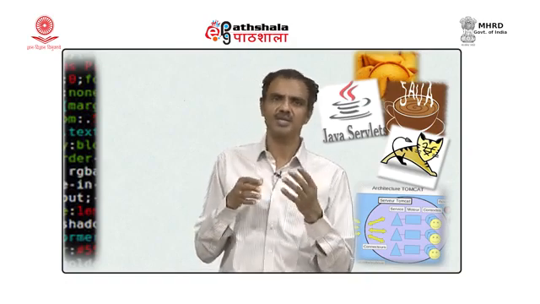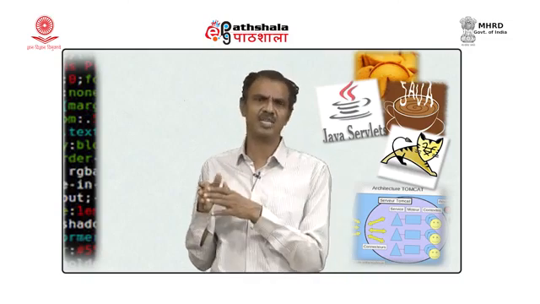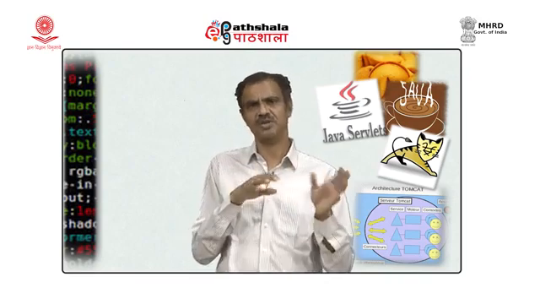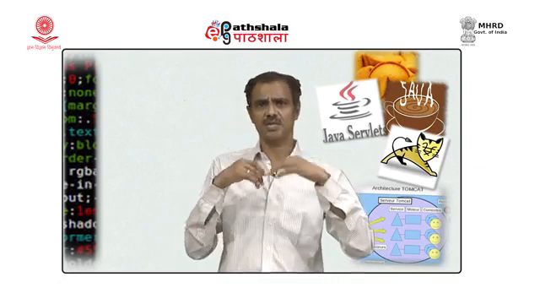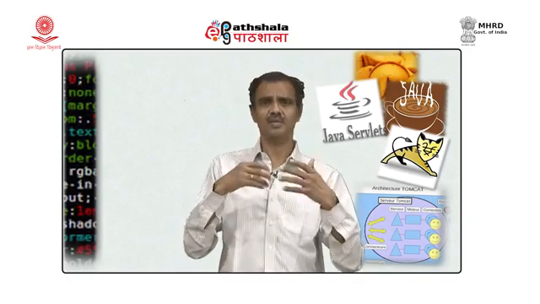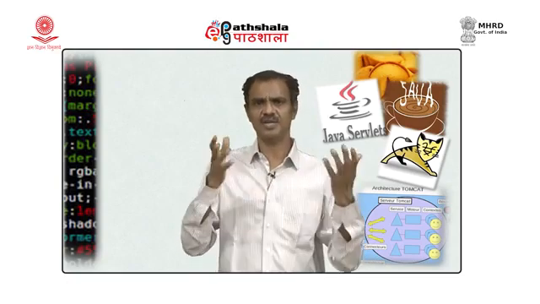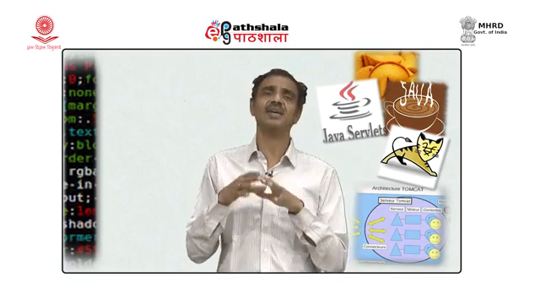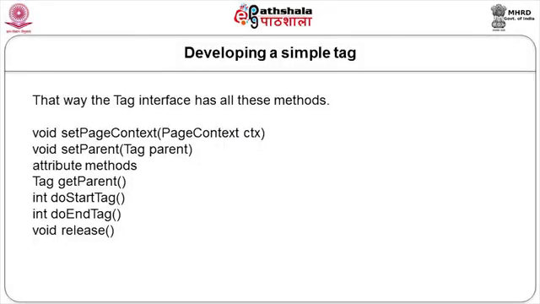So, you can return either of two values. We have a constant called skip page, or you might return eval page. Those are the two constants available here. Normally you will return eval page, and then it will proceed further and process the rest of the page. Once the page is over, there is another life cycle method at the end, which is release. Release returns void. So that way our tag interface has all these methods.